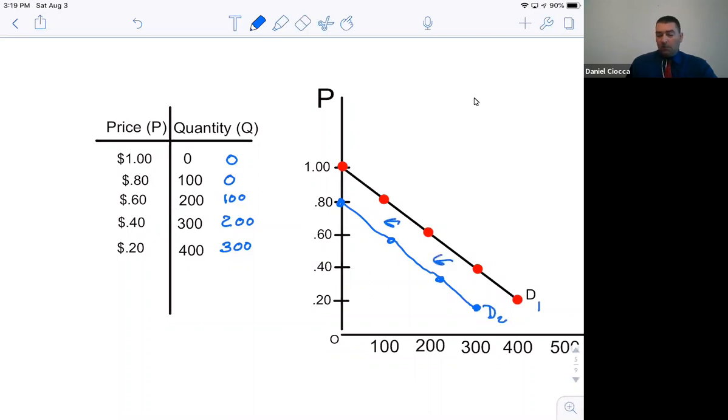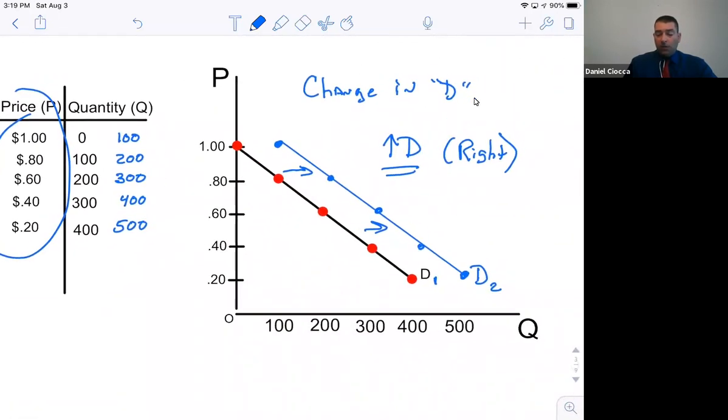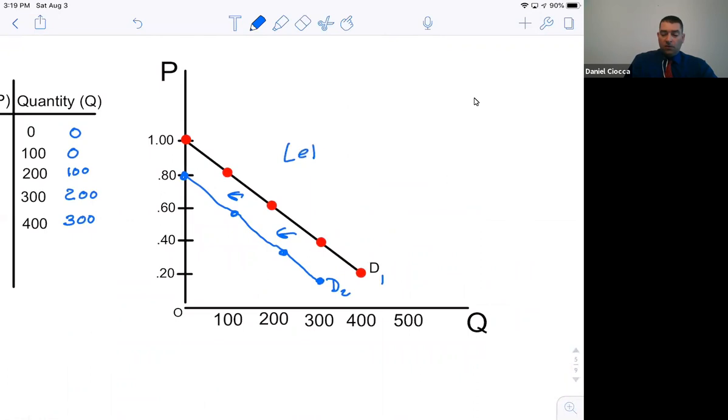The entire demand curve has shifted left. Notice, when it shifted to the right, that was an increase in demand. But now it shifted to the left. And when demand shifts left, that is a decrease in demand.